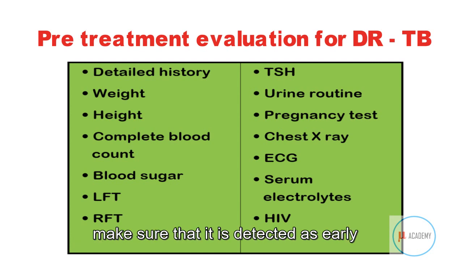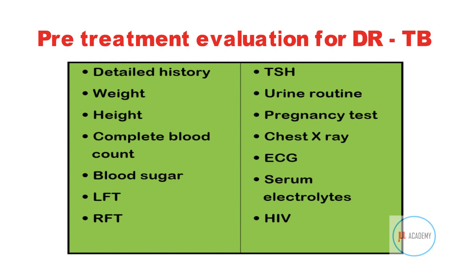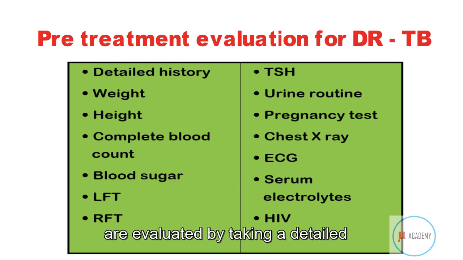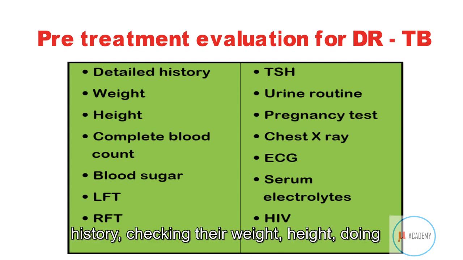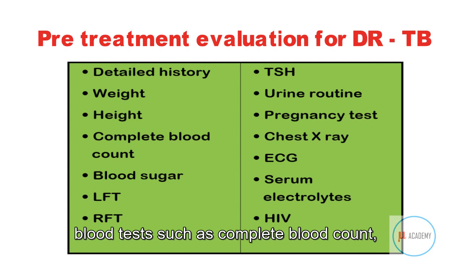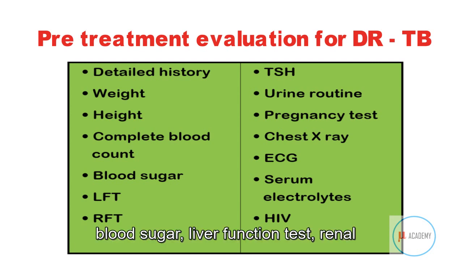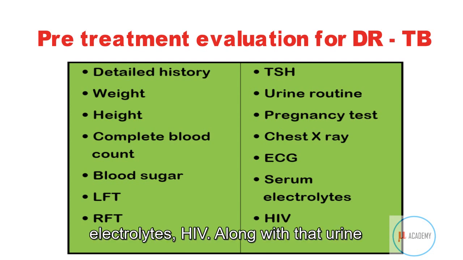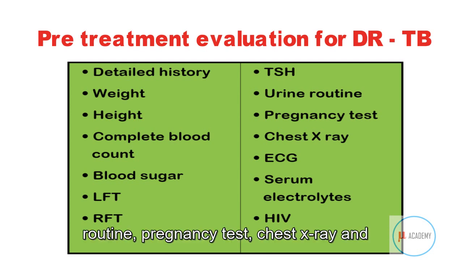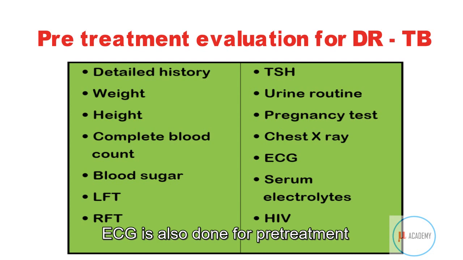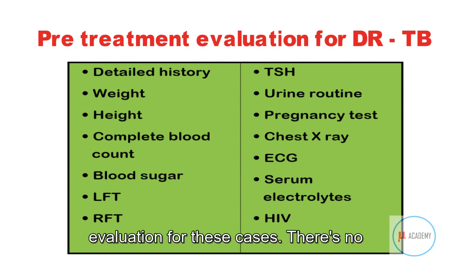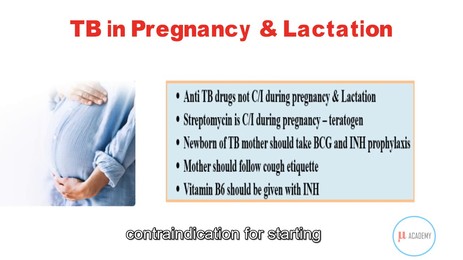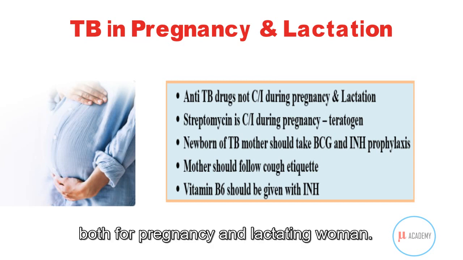So in order to make sure that it is detected as early as possible, initially all these cases are evaluated by taking a detailed history, checking their weight, height, doing blood tests such as complete blood count, blood sugar, liver function test, renal function test, thyroid test, serum electrolytes, HIV. Along with that, urine routine, pregnancy test, chest X-ray and ECG is also done for pre-treatment evaluation for these cases. There is no contraindication for starting anti-TB drugs, both for pregnancy and lactating women.